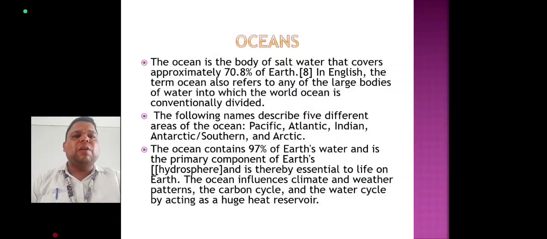And the ocean is the body of salt water that covers approximately 70.8%, and the five different areas of the oceans are Pacific, Atlantic, Indian, Antarctic, also known as the Southern Ocean, and Arctic. The ocean contains 97% of the earth's water and is the primary component of the earth's hydrosphere.